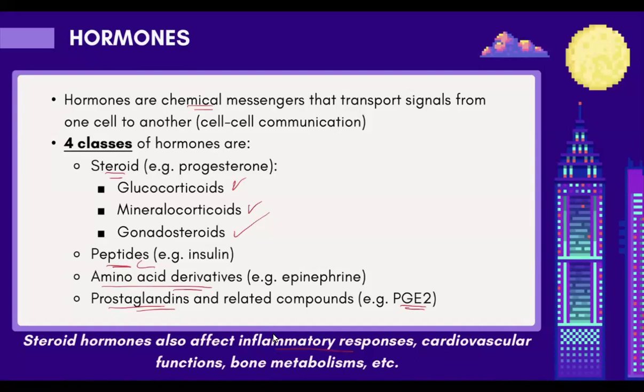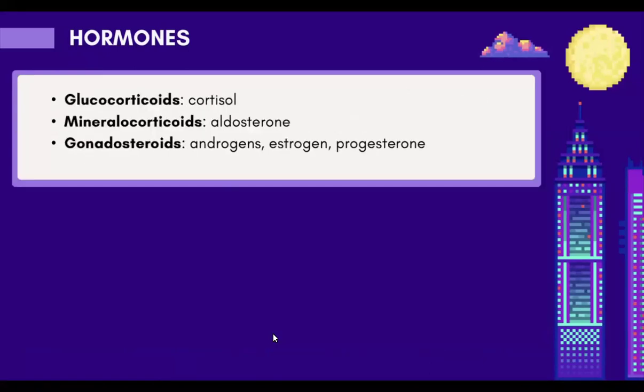Another thing to note about steroid hormones, which you all hopefully should know from Repro, is that they affect inflammatory responses. They have cardiovascular functions, bone metabolism, and so on. This is just general details about them. Examples of the steroidal hormones: glucocorticoids, and under them you have cortisol. For mineralocorticoids, you have aldosterone, and for gonadosteroids, you have androgens, which has testosterone, and then you have estrogen and progesterone, and so on.